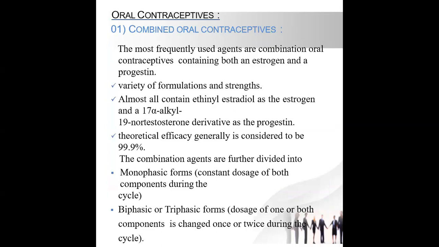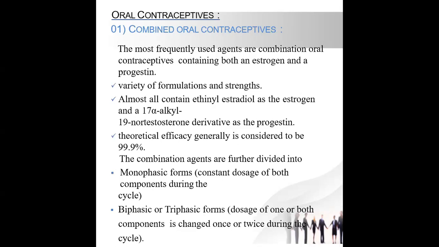These are the most frequently used agents, used in combination: oral contraceptives containing both an estrogen and a progesterone preparation. So estrogen and progesterone preparations are always present in the combined oral contraceptive pills. And there are a variety of formulations and various strengths available in the market. Almost all of them contain ethinyl estradiol as the estrogen and a 17-alpha alkyl 19-nortestosterone derivative as the progestin.